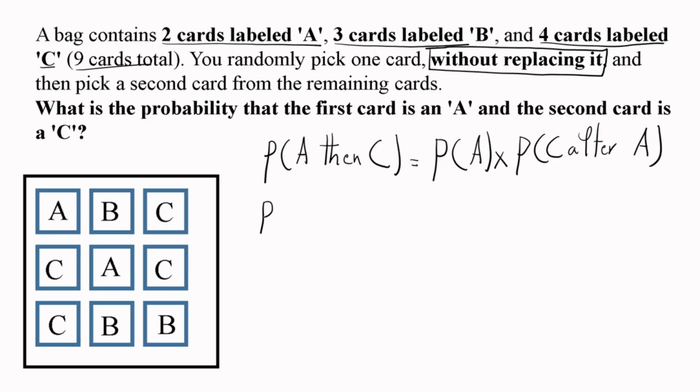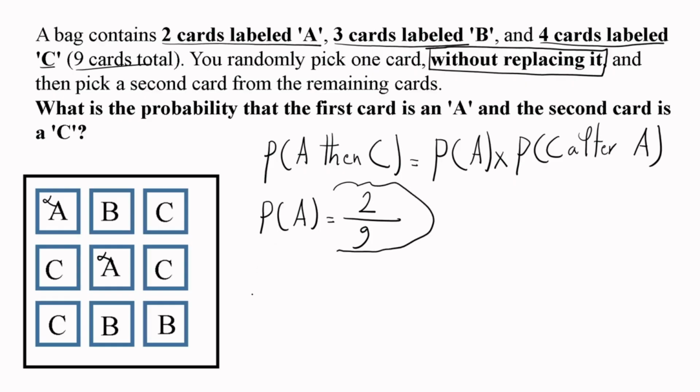The first probability that I'm gonna look for is the probability of getting A. Number of favorable outcomes divided by number of total outcomes. How many A's do we have? How many favorable outcomes do I have? 1, 2, and it is written here. So 2, and how many cards do I have? 9. So it's gonna be 2 over 9.